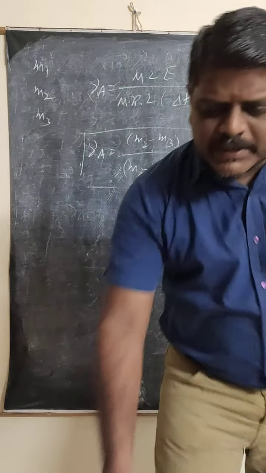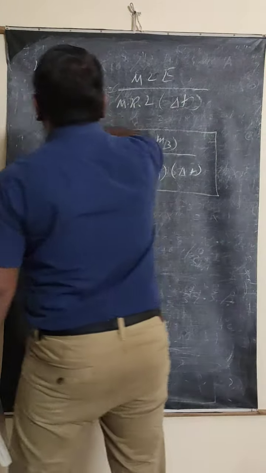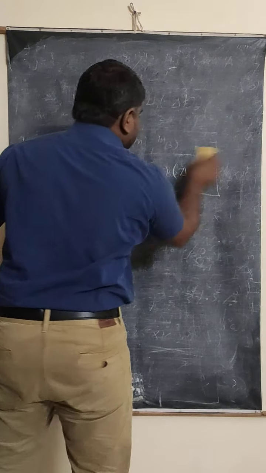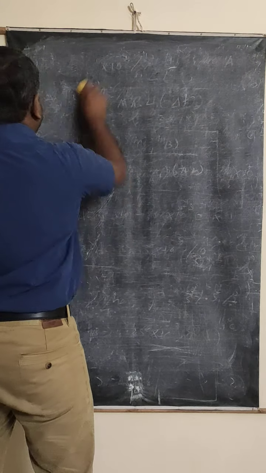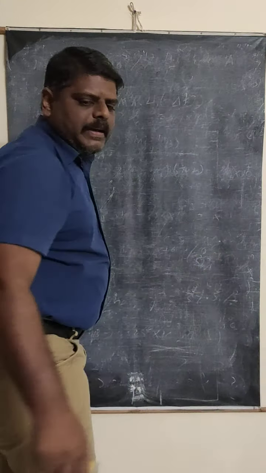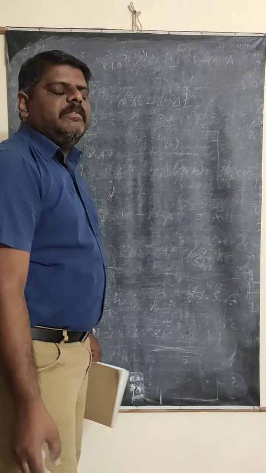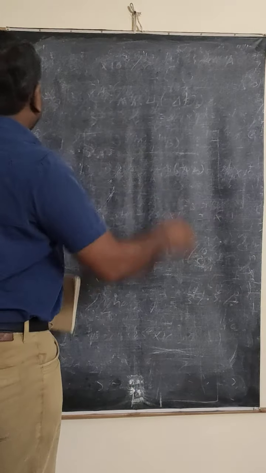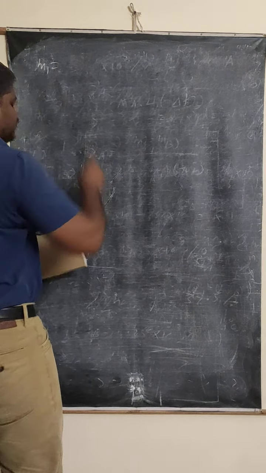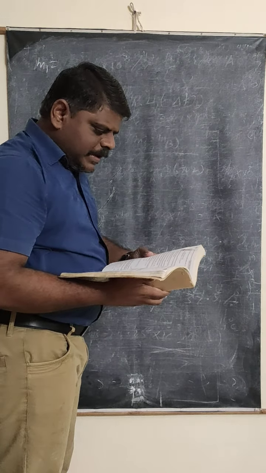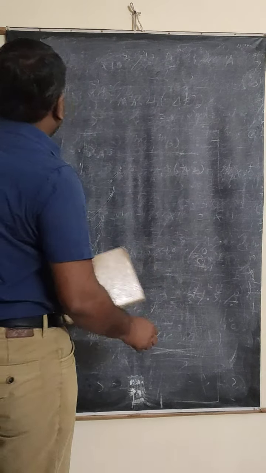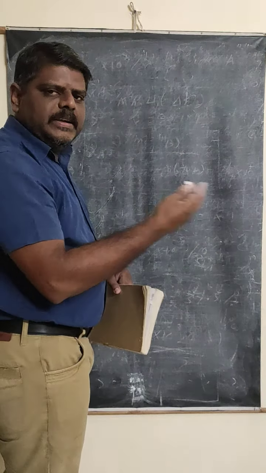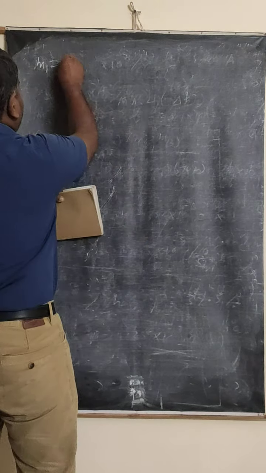Okay, so let us write down the values which are given in the problem. If you write all the values, it will be very easy to substitute and solve the problem. First, the mass of the empty bottle is given: M1 is equal to 20 grams. All the values are given in CGS units, so we can directly substitute. So it will be 20 grams.